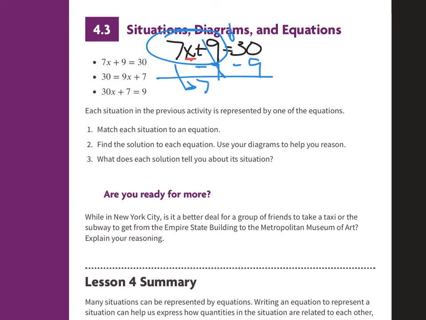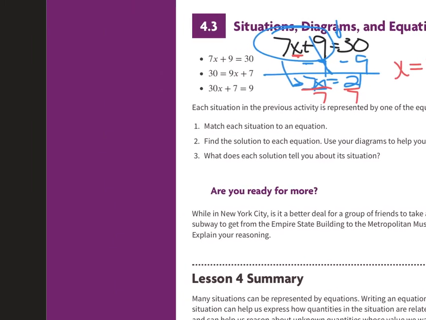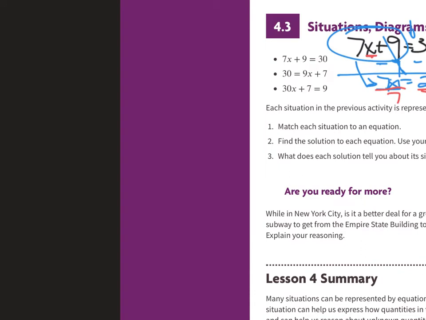So we have 7x equals 21. 7x means 7 times x, so to get rid of times we divide. So we're going to divide by 7. 21 divided by 7 is 3, so x equals 3. All right, let's get this over here and draw it over here.